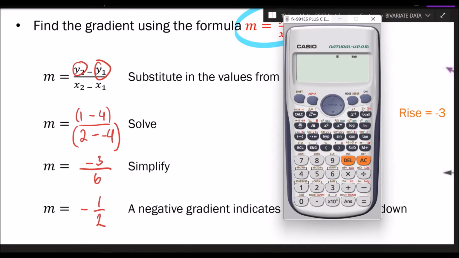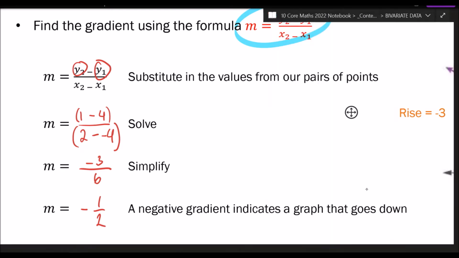So put it in your calculator. Bracket 1 take away 4, close the bracket. And then put it on the bottom. 2 take away negative 4. Again, if you put 2 negatives together, it becomes a plus. So if you're not sure, just use your calculator for this. All you're doing again is substituting x1, y1, x2, y2 into that formula.